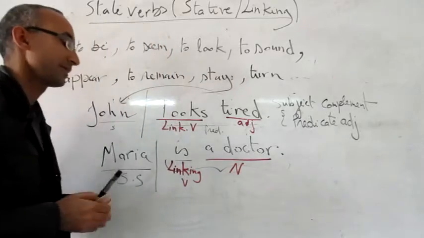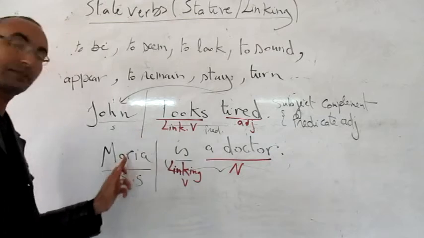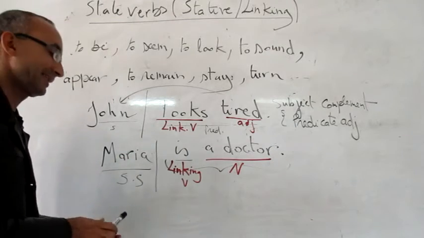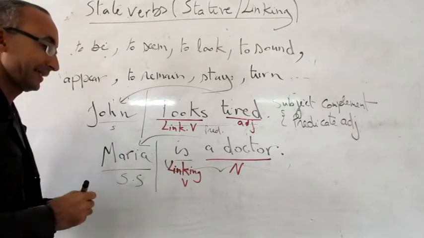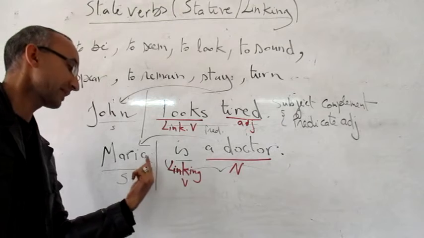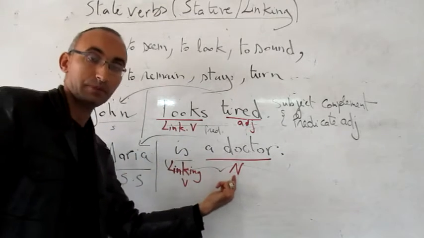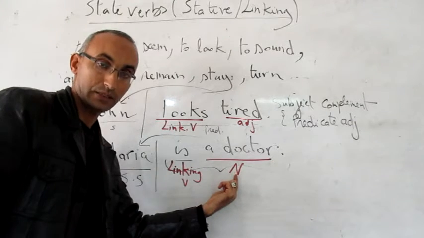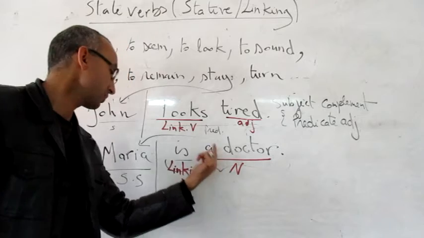Now this noun, does it refer to is or to Maria? Of course, it is related to Maria. It comes here to what? To the name Maria. But this time, it is related to the subject. Doctor is a noun, which comes to complete the meaning of the predicate, and it refers to Maria.